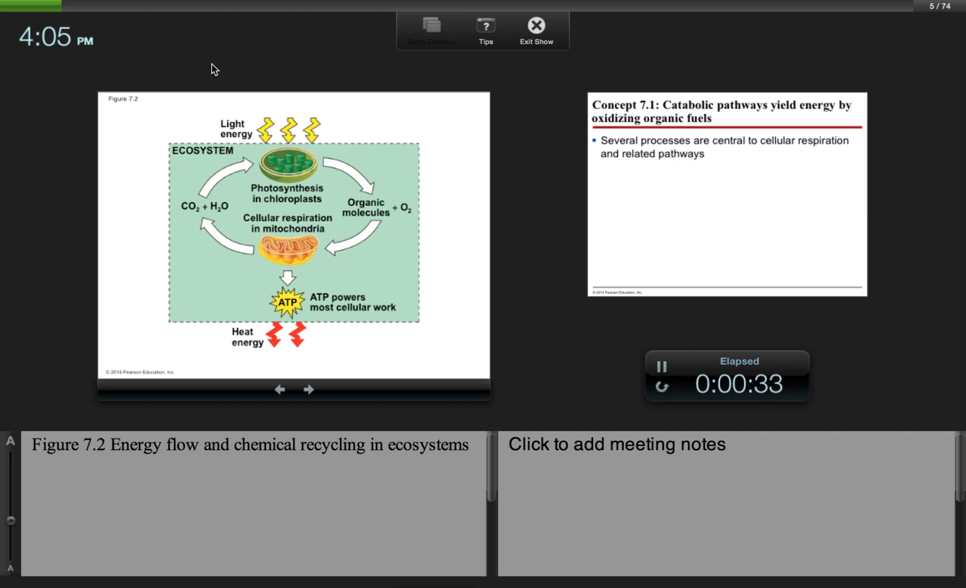This is basically the carbon cycle, or part of the carbon cycle, where you have photosynthesis occurring in chloroplasts, which makes organic molecules, such as glucose, and makes oxygen as a byproduct. And then those organic molecules and oxygen are used by the mitochondria to produce carbon dioxide and water, and also generating ATP by the breakdown of those organic molecules. And that ATP is used for cellular work. So you can see that it is a cycle. So then the products of cellular respiration are used as the reactants of photosynthesis.